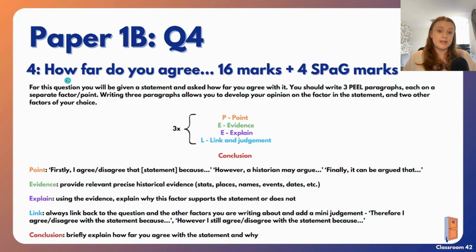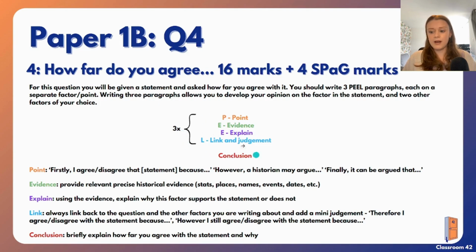For this question, you'll be given a statement and asked how far you agree with it. So often it will state something like, this was the main reason for this, or this was the main cause of this. And then you need to write 3 PEEL paragraphs, each on a separate point or factor. So perhaps you can write your first paragraph about the factor in the statement, and then 2 other paragraphs on different factors.